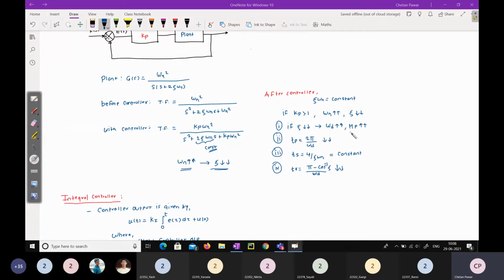Now if zeta decreases, what will be the effect on the damped frequency of oscillation and the peak overshoot? The peak overshoot will increase, because MP depends on zeta only. The relation between MP and zeta is like this. So if zeta is decreased, MP will be increased.